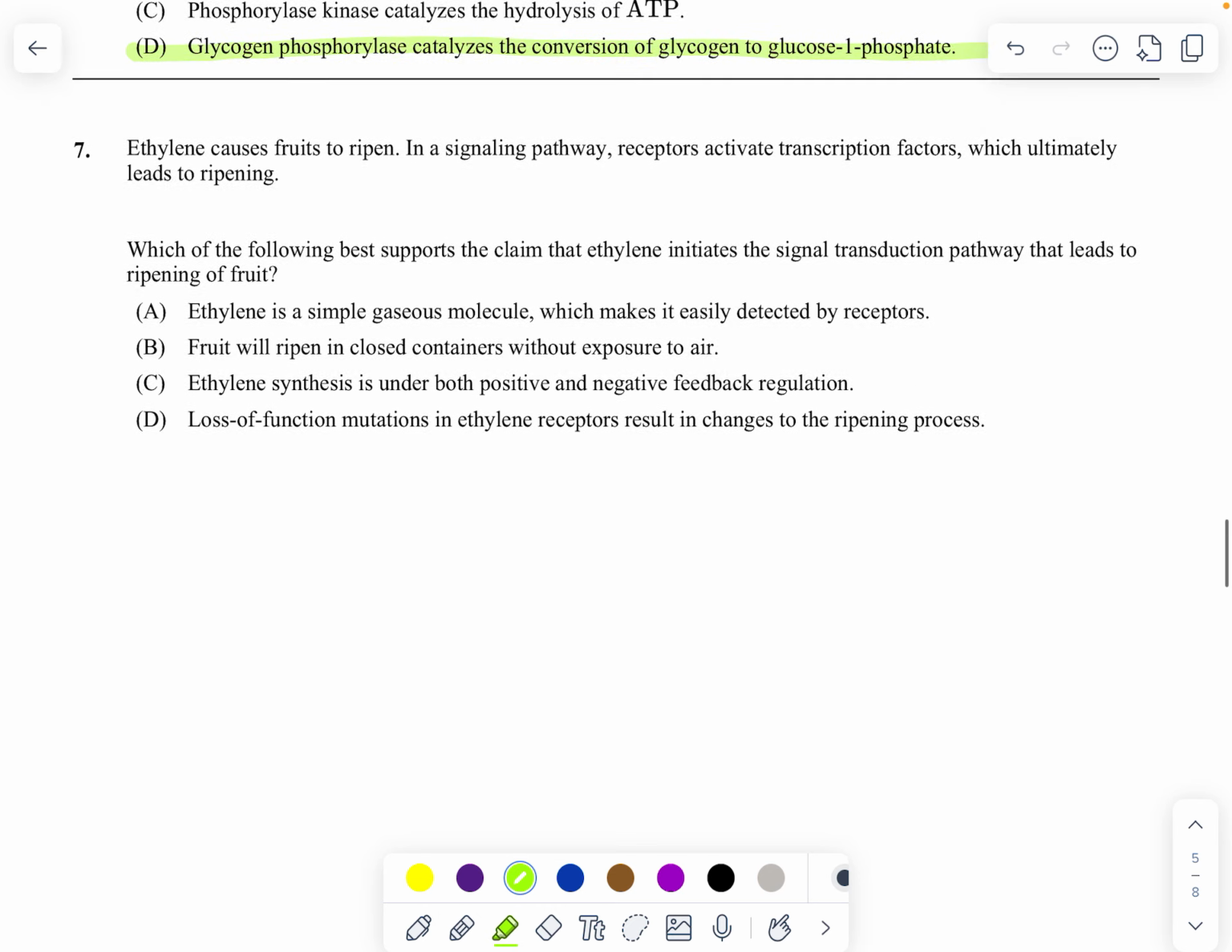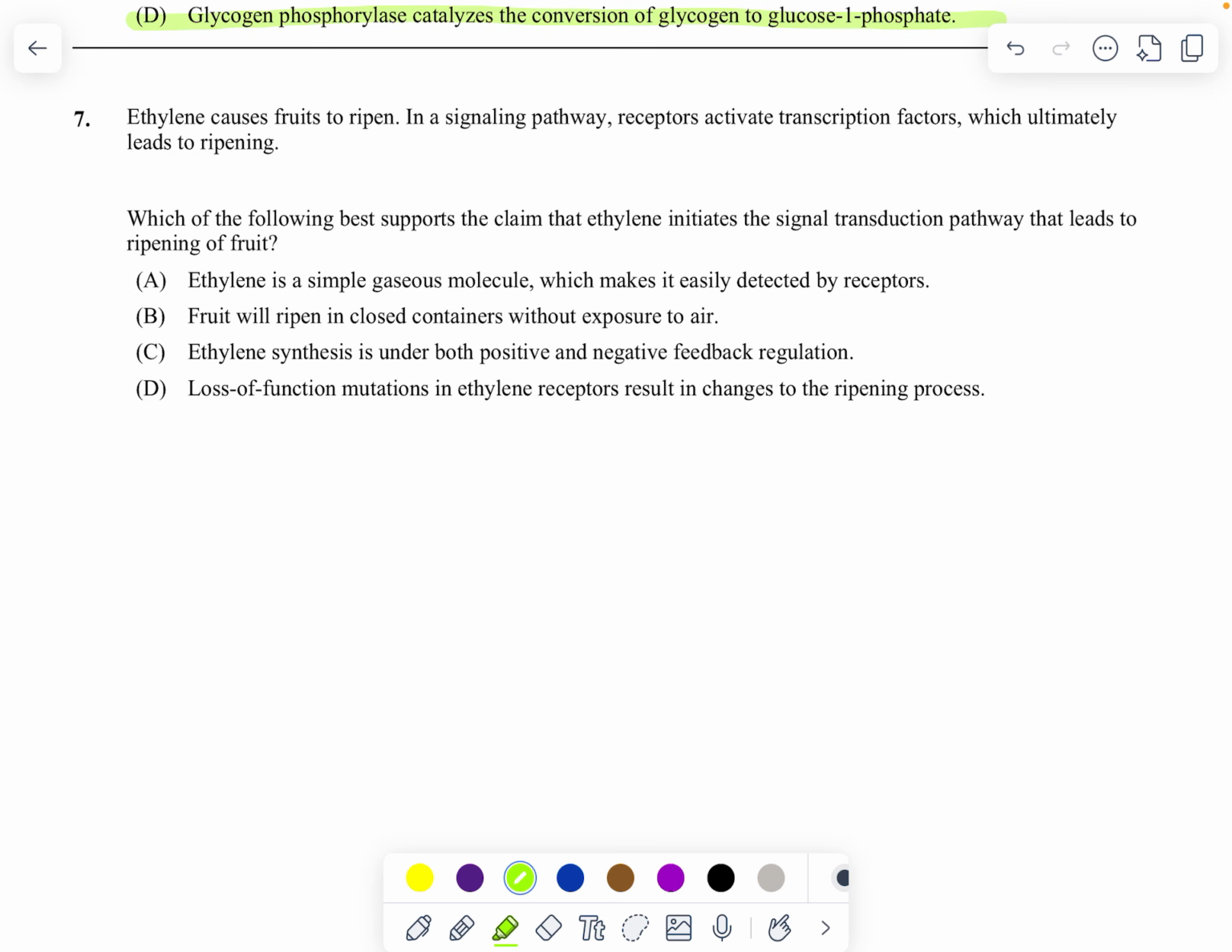Number 7, not relating to the image. Ethylene causes fruit to ripen. Signaling pathway receptors activate transcription factors, which ultimately leads to ripening. We haven't talked about this yet, but this is just factors needing to express. This is all about gene expression, making proteins from genes. Which of the following best supports the claim that ethylene begins the signal transduction pathway that leads to the ripening of fruit? From a scientific perspective, the best answer is this.